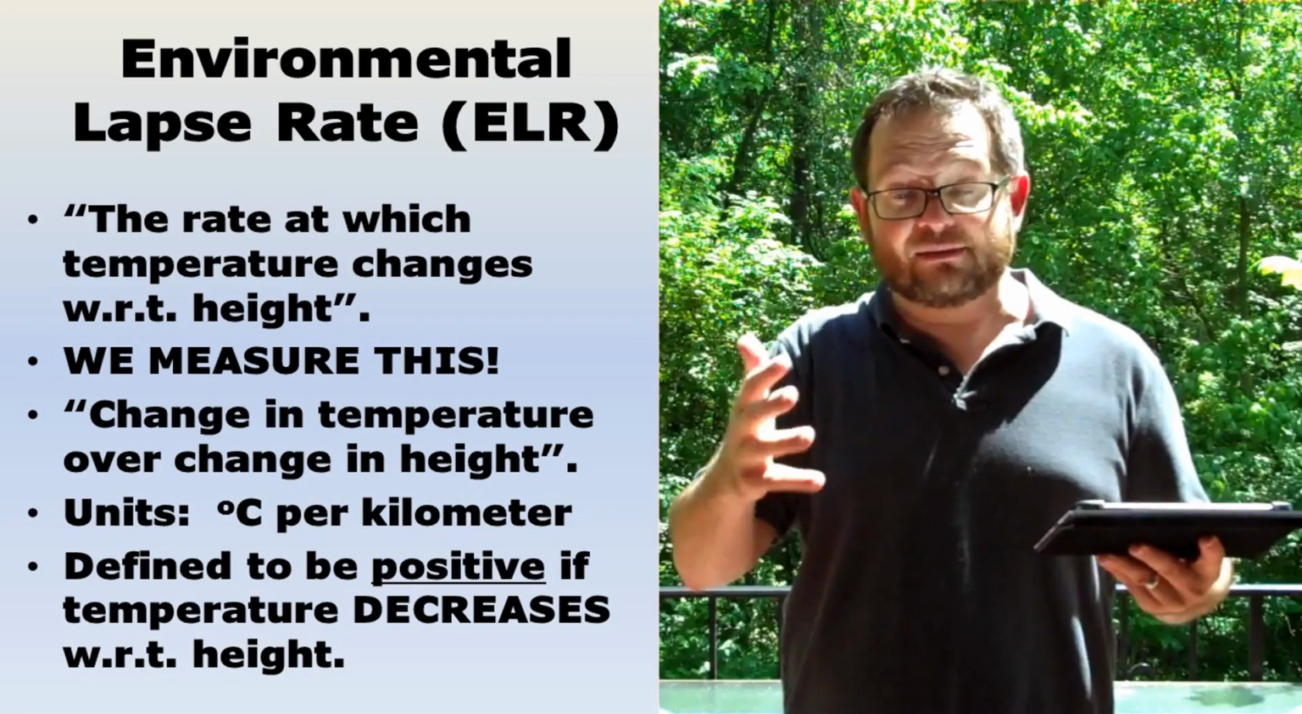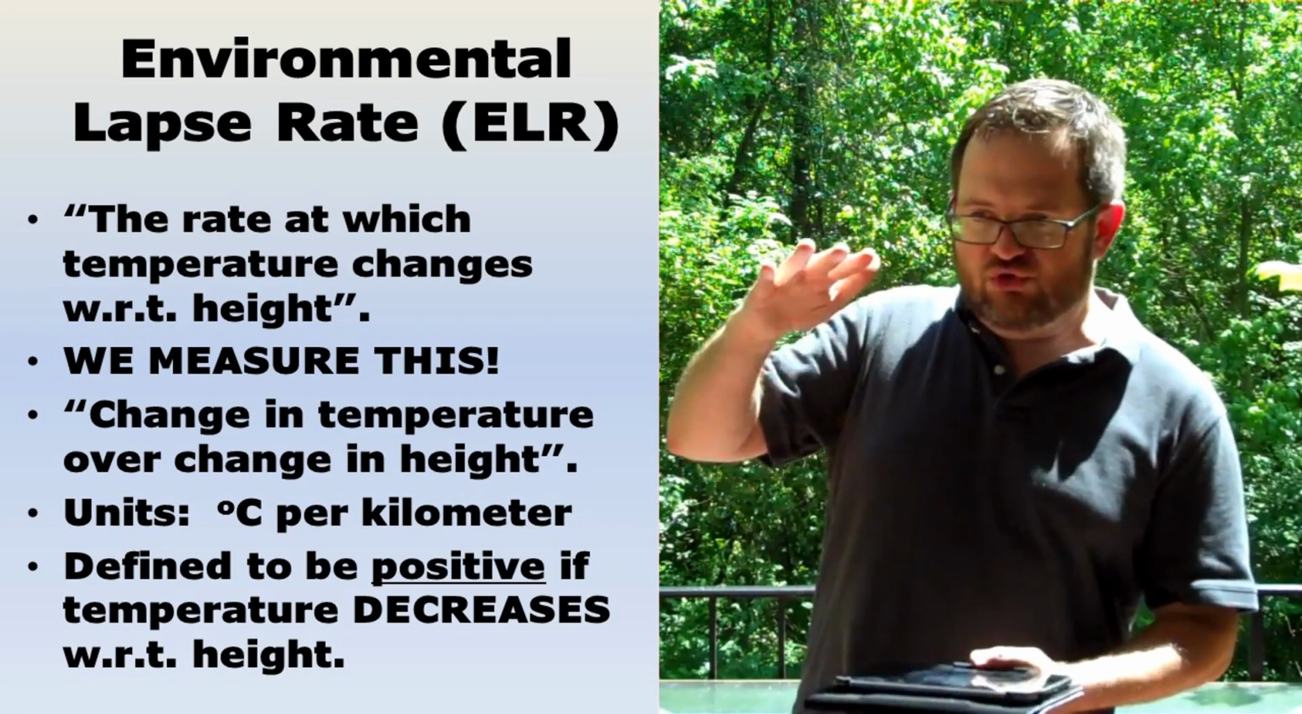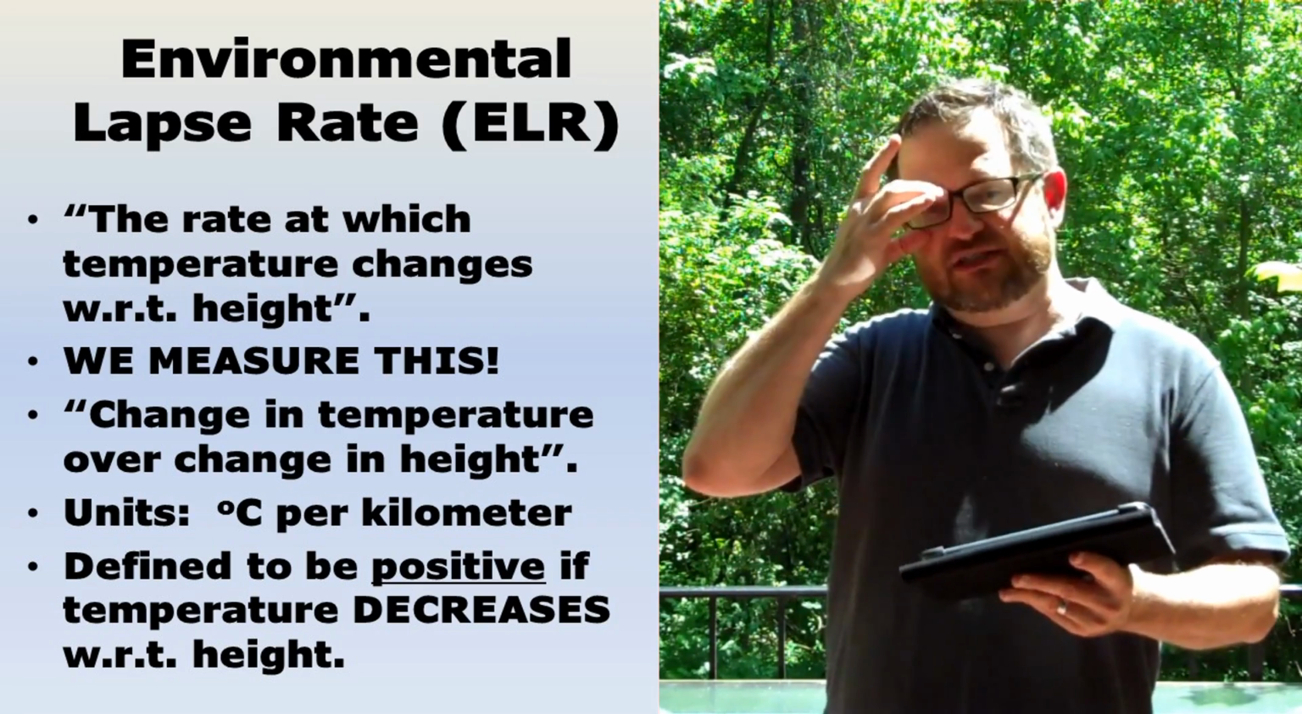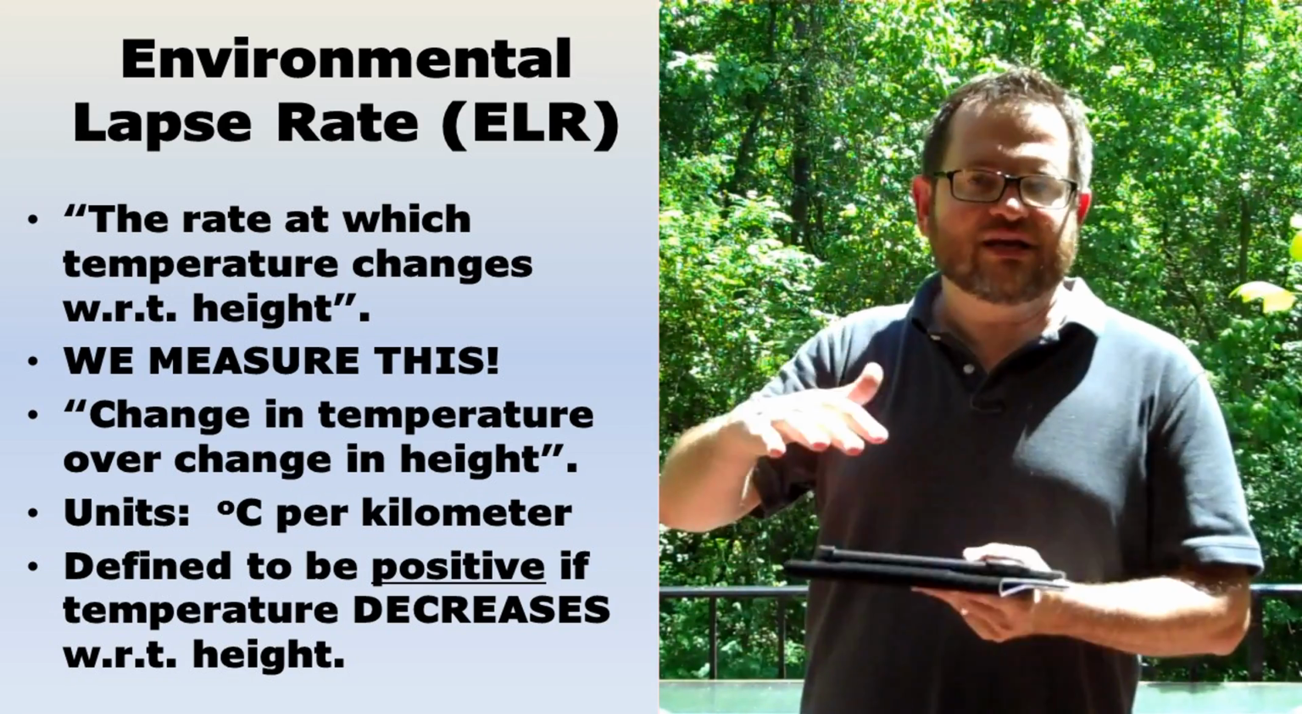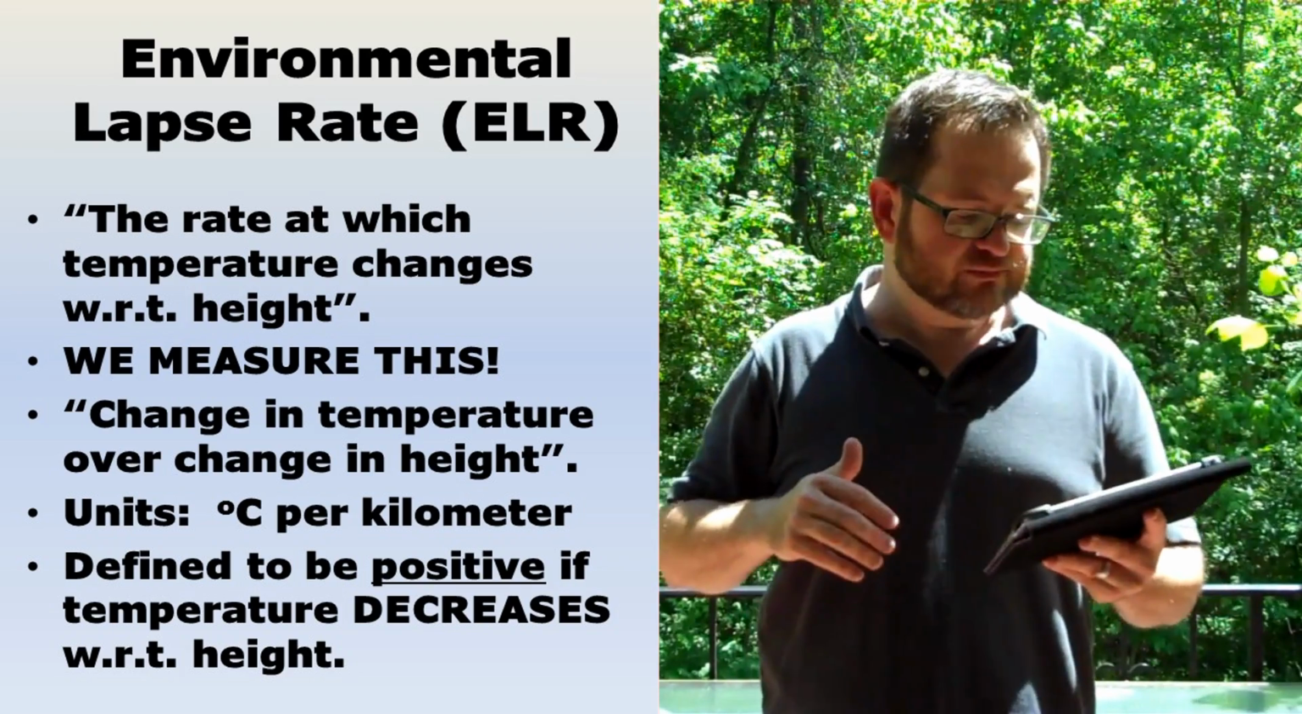It actually is a change in temperature over a change in height. You can measure this as a property of layers of the atmosphere. We'd have then units of degrees Celsius per kilometer. Every kilometer, how many degrees Celsius did the temperature change?